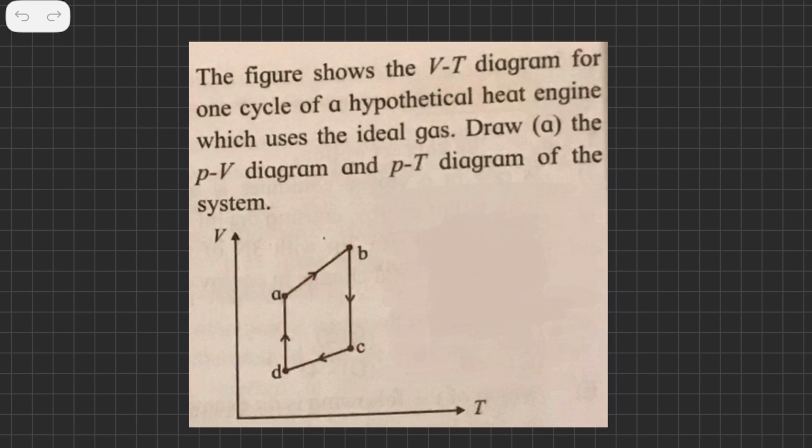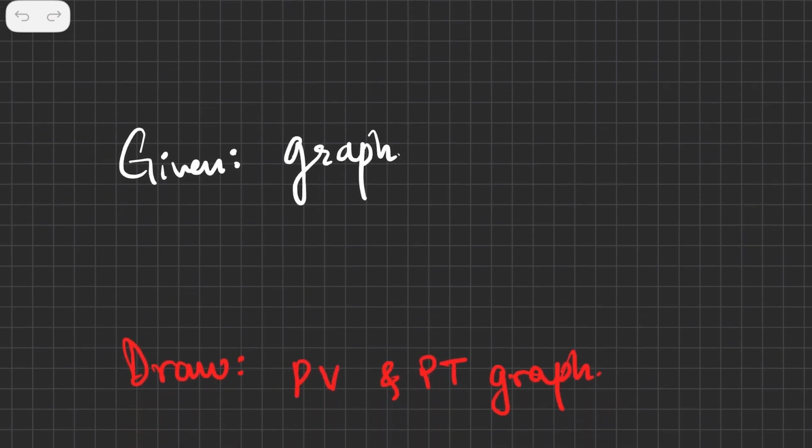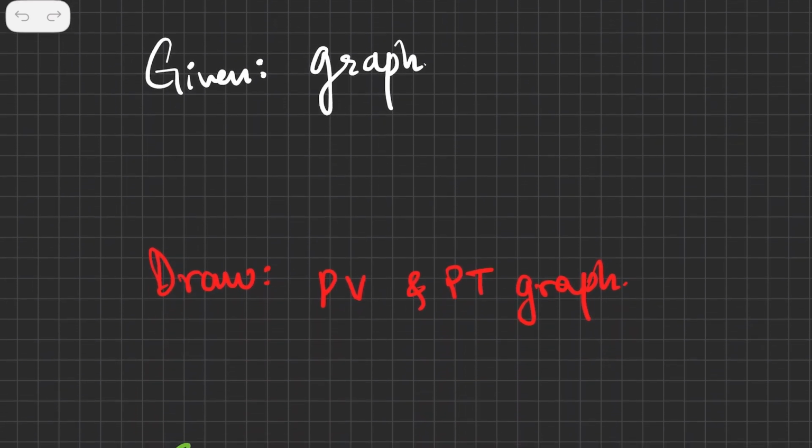So note that this is a straight line, but it has some slope. However, this is also a straight line. So these two processes will be isothermal processes, and this will also be an isothermal process. Now AB and CD will be some other process. Definitely it is not isochoric, and it is not isothermal either. So it could be an adiabatic process or it could be an isobaric process. Let's see.